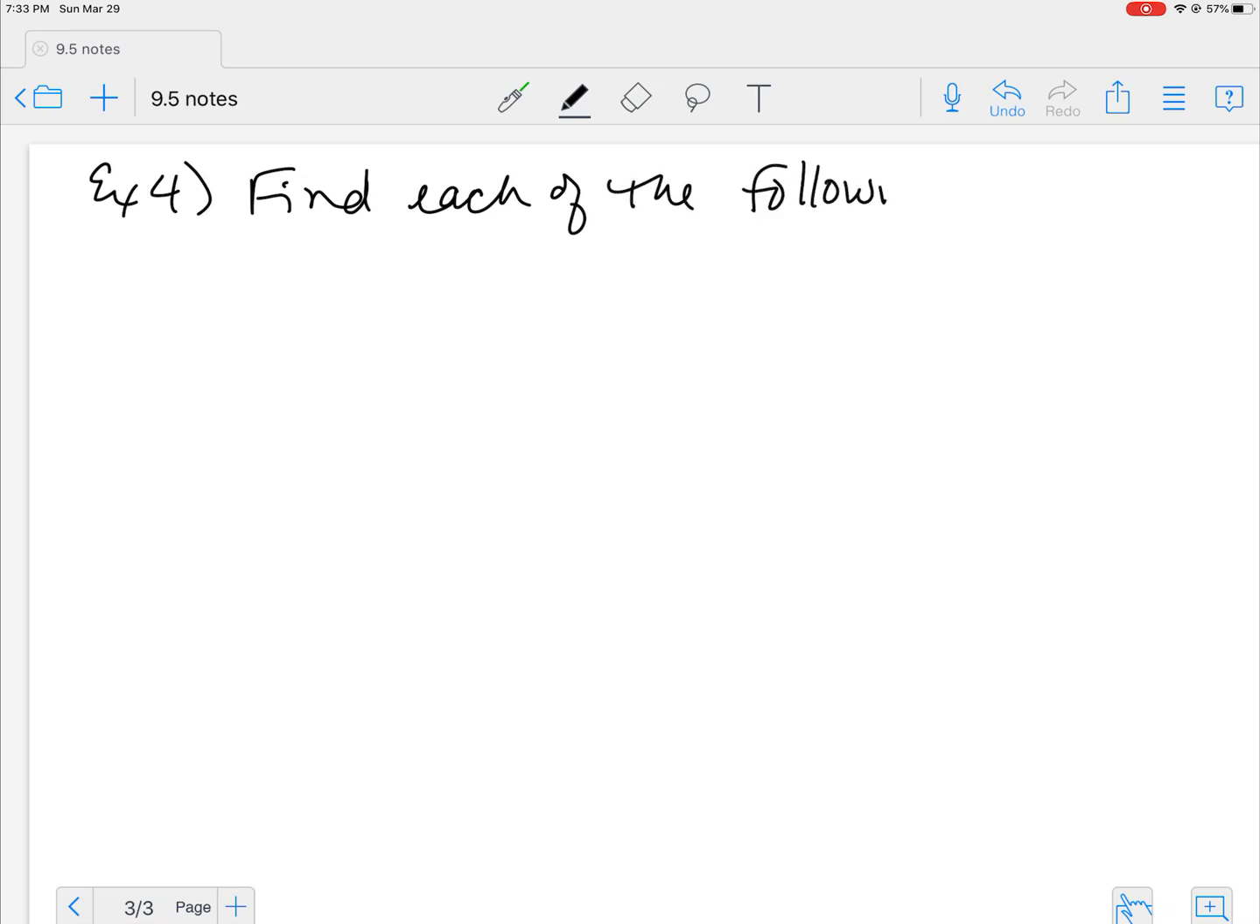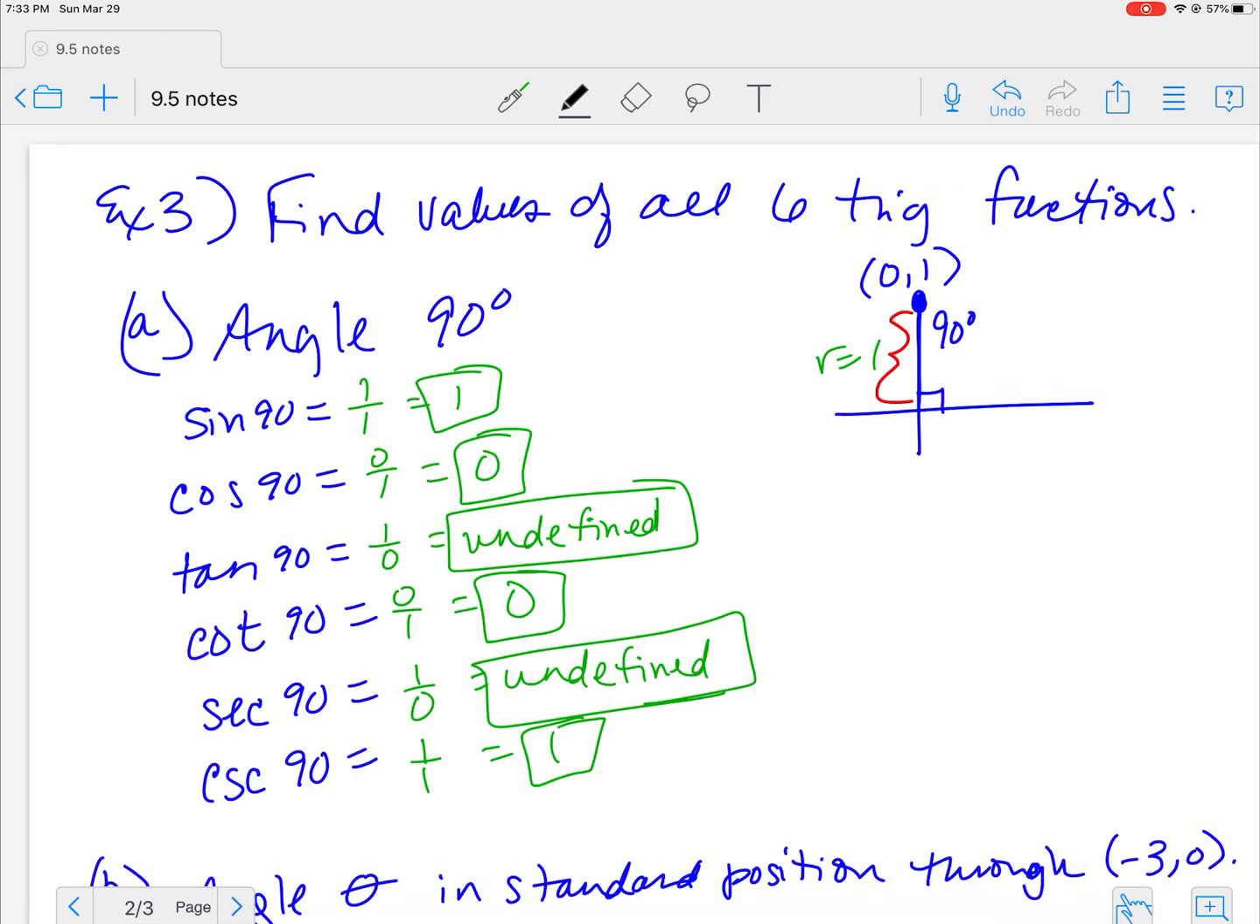Okay, let's keep going with these relationships and how everything works out together. Let's look at example 4. Find each of the following.